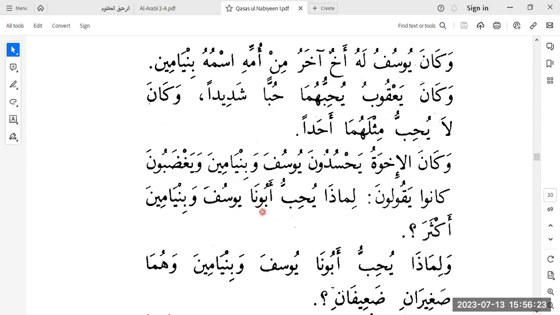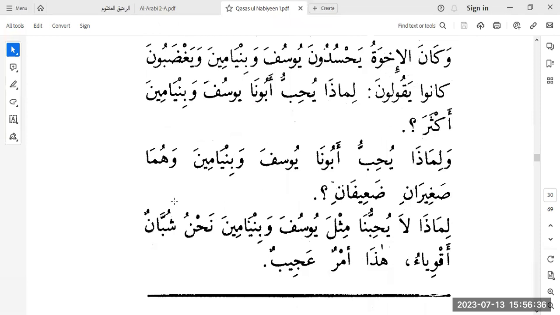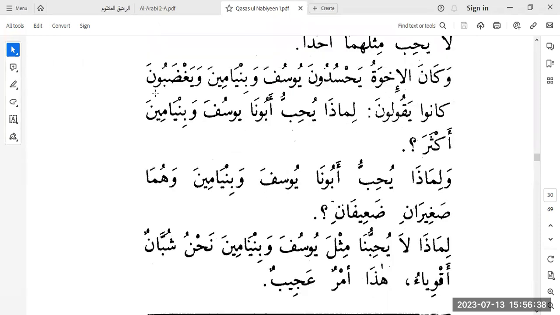Why our father loves Yusuf and Binyamin more, and why he loves them while they are small and weak. So they are sagiran, they are small. This is the dual pronoun huma, and because the mubtada is huma, the khabar has to be dual as well, sagiran, and da'ifan is the na't of sagiran. Wa huma sagiran da'ifan.